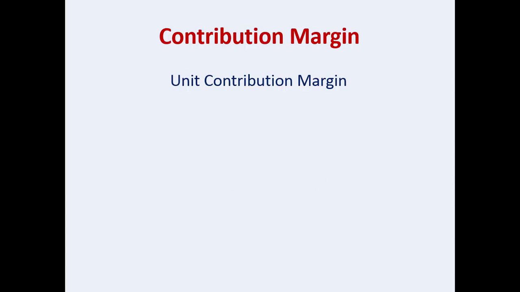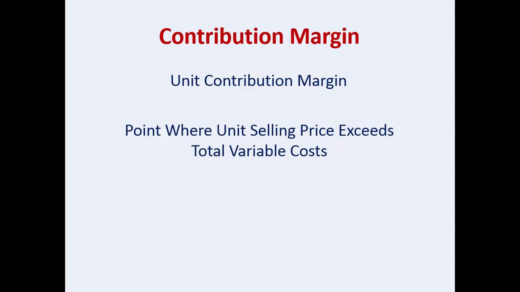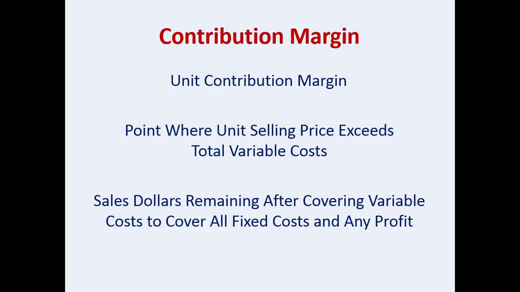What is unit contribution margin? How do I get there? It's the point where unit selling price exceeds total variable cost, and the sales dollars that remain after covering variable cost to cover all fixed costs and any profit. That's actually the definition of contribution margin. How many sales dollars do you have left after you've covered the variable to cover any fixed costs and any profit?